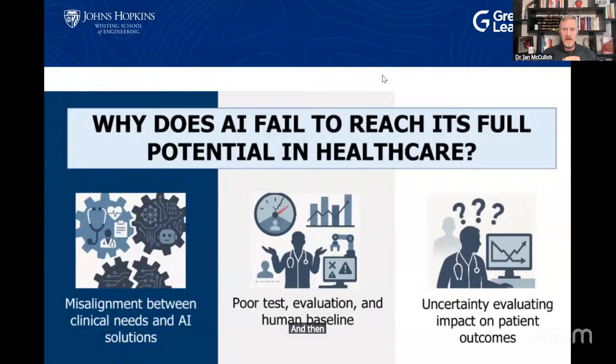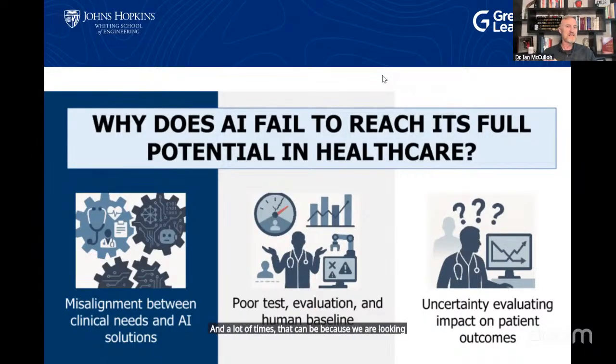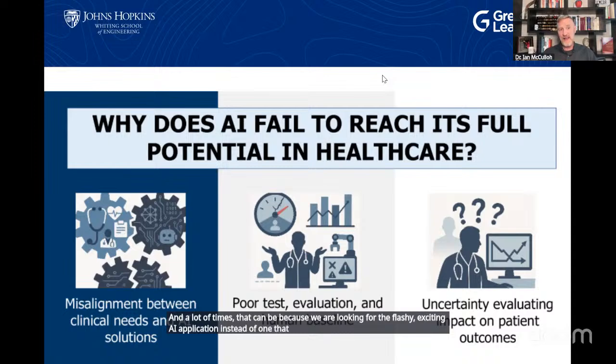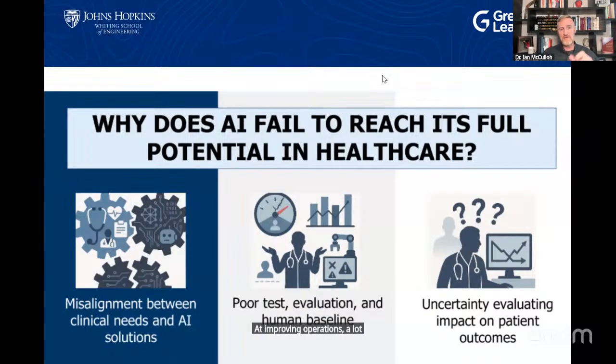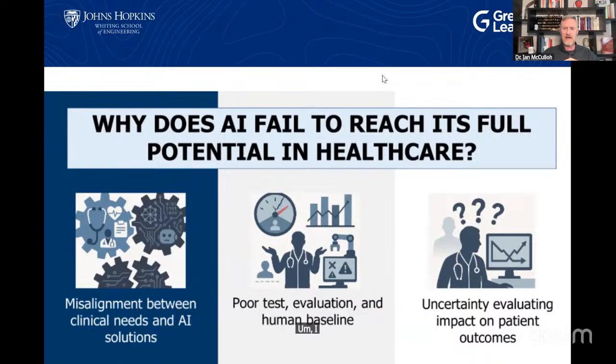And then lastly, there is a lot of uncertainty evaluating the impact of these AI tools on patient outcomes. And a lot of times that can be because we are looking for the flashy, exciting AI application instead of one that is pragmatic at improving operations. A lot of times uses of AI for things like logistics planning and for scheduling and for insurance claims, right, can be very, very pragmatic and clearly move the return on investment, but they don't inspire people like improving organ utilization in organ transplant or reducing readmissions in the hospital or something like that. And so I think that the type of use case and the way we evaluate those use cases are important.